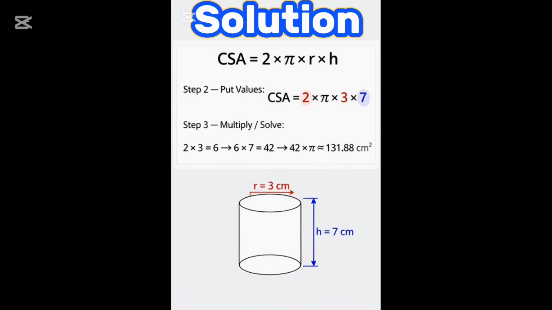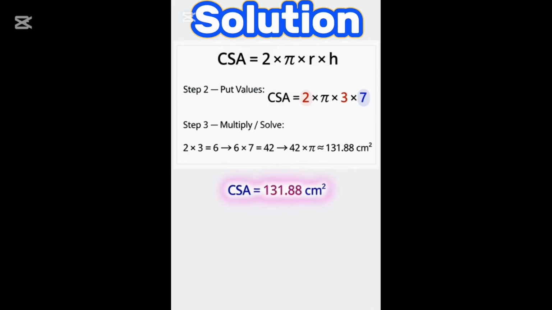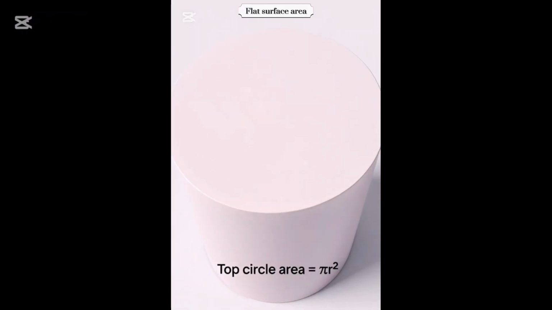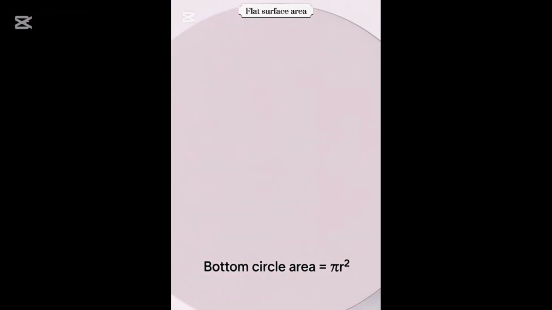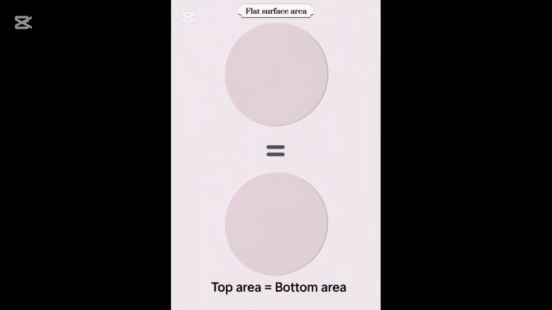CSA is 1, and the cylinder has 1 TSA. A cylinder has two flat surfaces, one on the top and one on the bottom. Both circles have the same radius, they're equal. That is why we say the top area equals the bottom area.